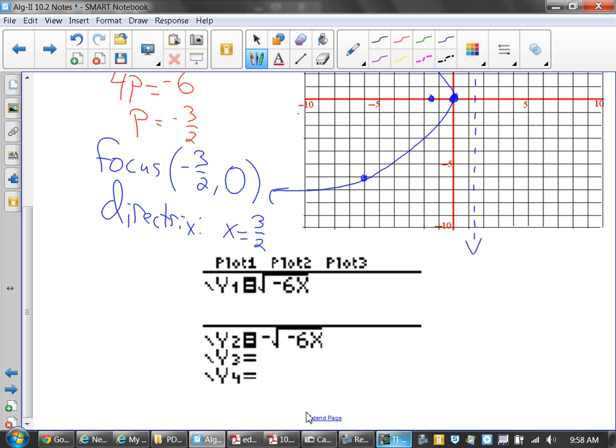Could you just add the square root of 6x? No. Because that means it's going the other direction. The square root of 6x will go this way.